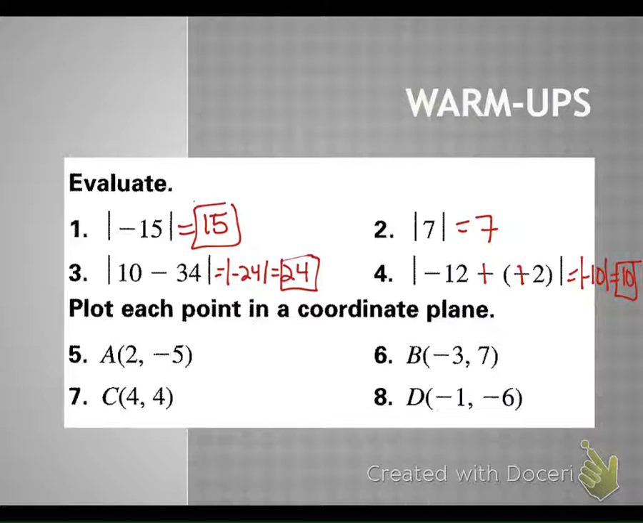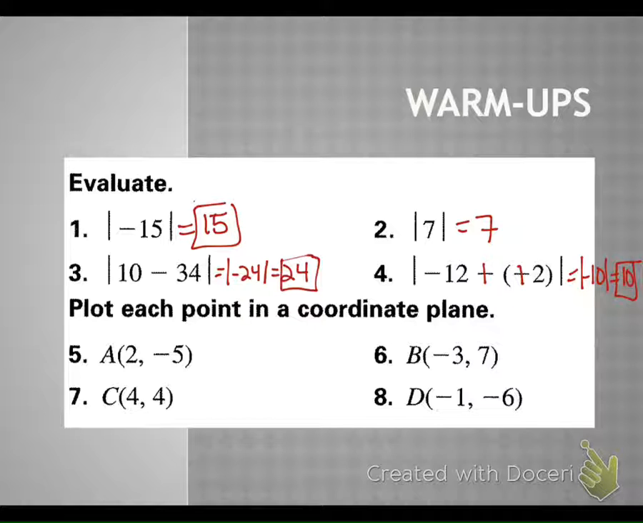Our next one, we end up with negative 3, 7. Negative 3 is on our negative side of the axis. So 1, 2, 3, we move to the left. And then 7, we go up. 1, 2, 3, 4, 5, 6, 7. I know that you guys might have had to add on a few more to your plane so that you could get to that point. And we end up with this one being 6.